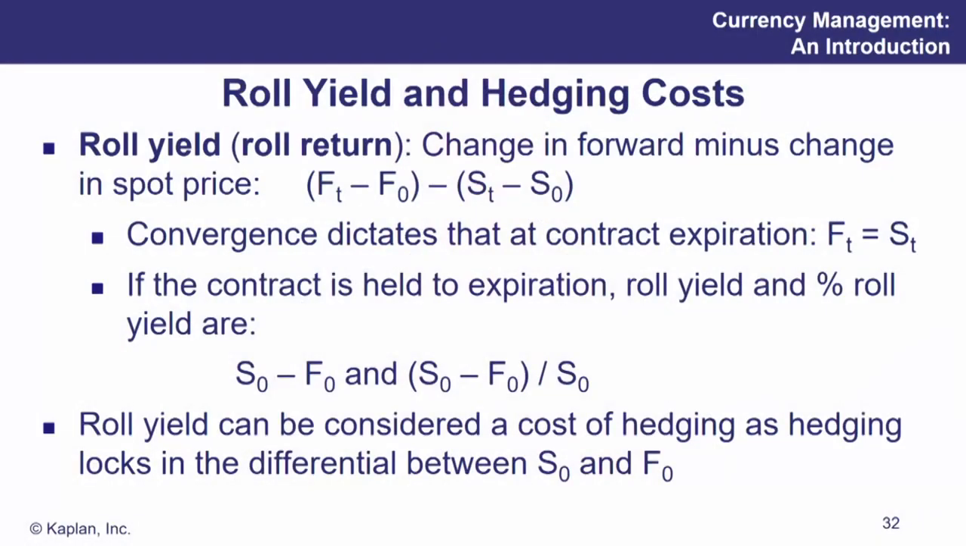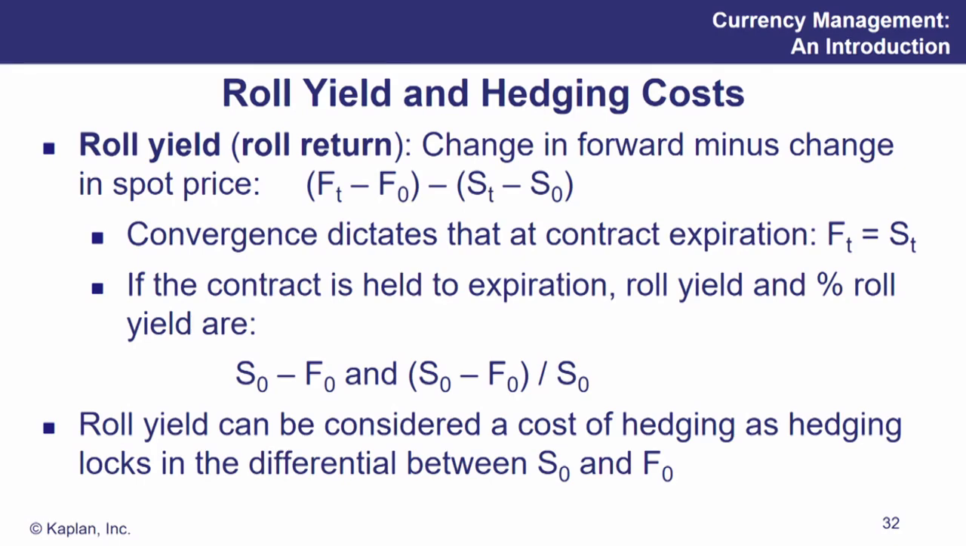Okay, now, if I have contracts that are coming to expiration and I'm rolling over into subsequent contracts, then we're going to have something called a roll yield or a roll return. Now, the equation here is perfectly accurate, but it may not necessarily be that illuminating. The equation is that we take the change in the forward values, FT minus F0, minus the change in the spot price, ST minus S0.